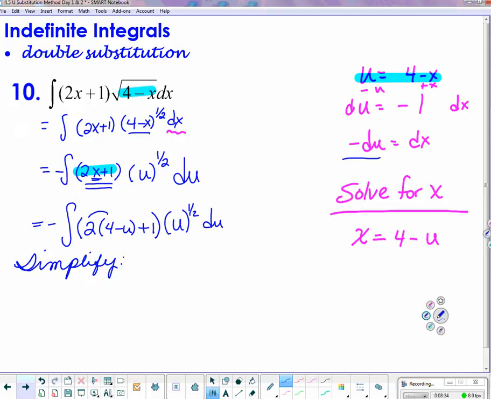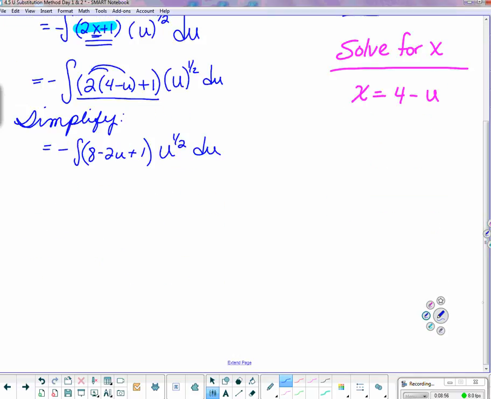First simplification I'd do is take my 2 through. So I'm going to have negative 8 minus 2u plus 1. That is in the outer parentheses. Do you see those outer parentheses? We need to keep those intact. And then we've got this times a u to the 1/2 times a du. Okay, so I need to scroll, give myself some room, and keep simplifying. This is going to be a 9 minus 2u, still have parentheses, u to the 1/2 du.